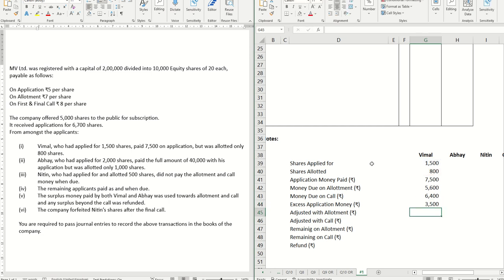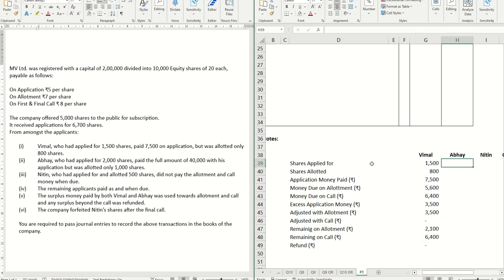Excess application money that he has paid will be 1,500 minus 800 shares into rupees 5 per share, which is 3,500. How much are we adjusting with allotment? If you see, the money due on allotment is 5,600, so we will adjust the entire 3,500 against allotment. With calls, we won't be able to adjust anything as nothing is left now. Money due on allotment was 5,600 and we have adjusted 3,500. Remaining on allotment is 2,100 and on calls we have the entire amount due, which will be received along with the call. There is no refund for Vimal.